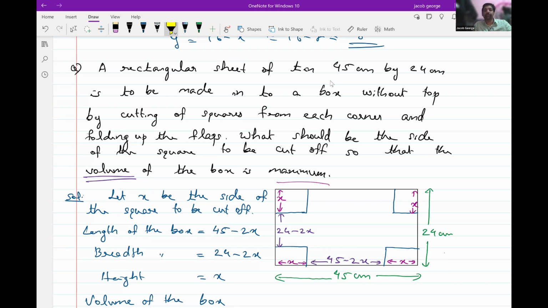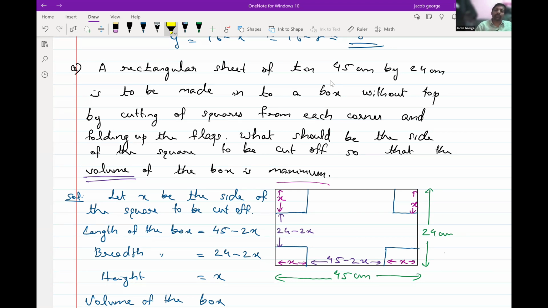What should be the side of the square to be cut off so that the volume of the box is maximum? We have to find out the side of the square to be cut off so that the volume of the box is maximum. So we start like this. Let X be the side of the square to be cut off.